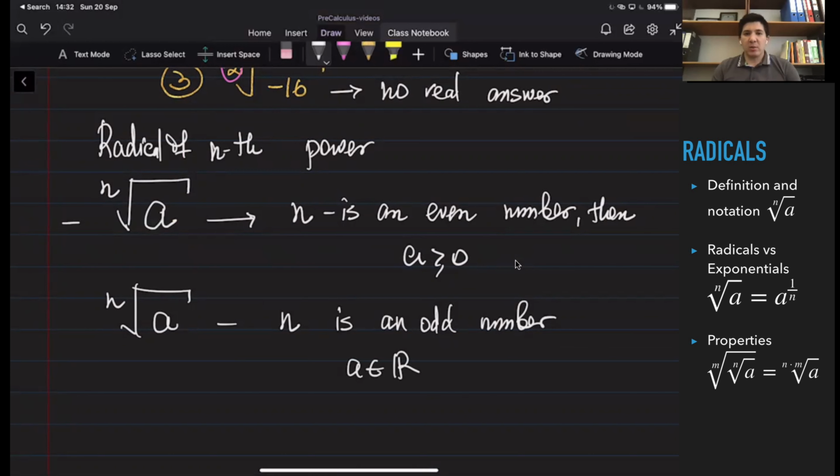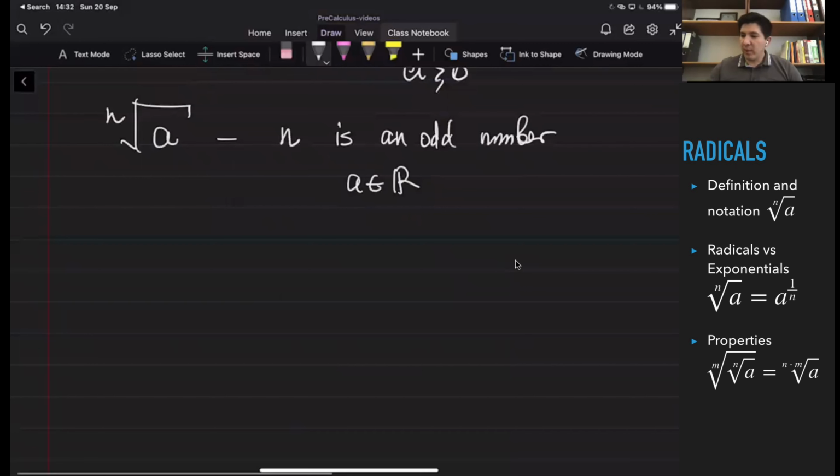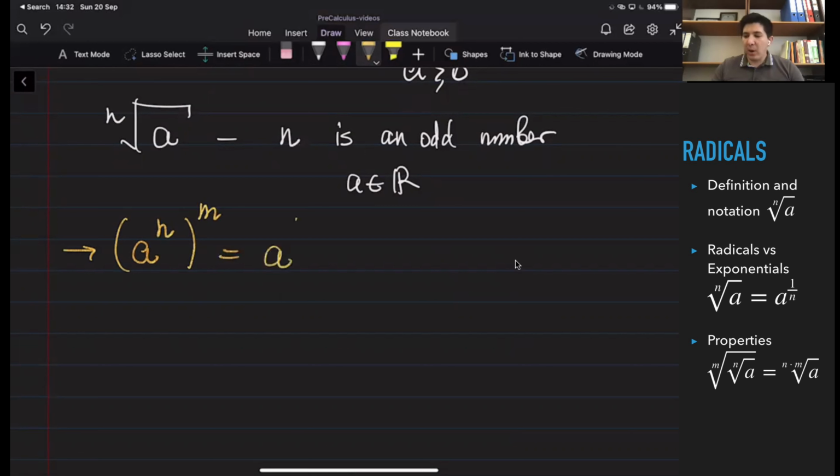Okay, so what we would like to try to understand is how to relate the radicals and exponentials through some equations. And then we are going to talk about the properties of the radicals. So if you remember, we've got the law for the exponentials. And the law was like this. If I have an exponential number, a in the power of n, and I power this number to the m's power, this can be calculated as a in the power of n times m. So I'm going to use this property in order to connect the radicals and the exponentials.